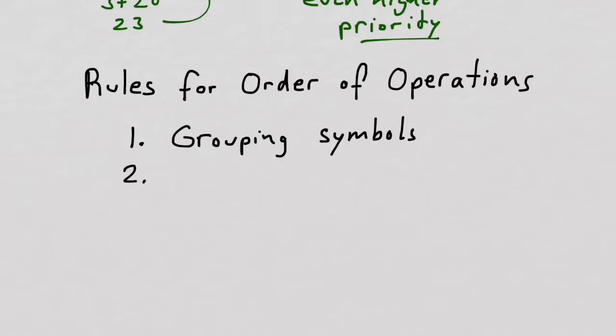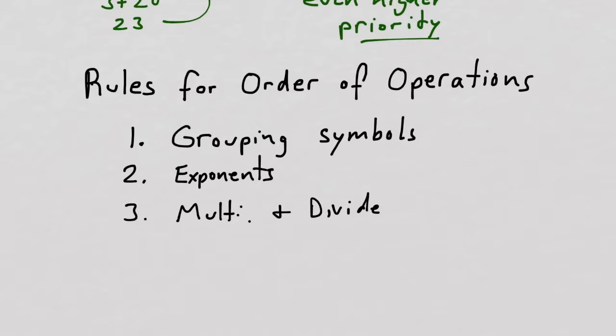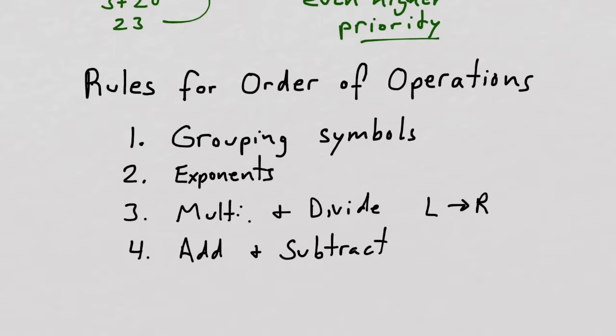And after we think about grouping symbols and follow what those tell us to do, we want to evaluate exponents. And after we've dealt with exponents, we can move on and think about multiplication and division. And when we tackle those two, we look at them from left to right. So we work across the expression from left to right. And then finally, we can deal with addition and subtraction. And in a similar way to multiplication and division, we can deal with them from left to right.